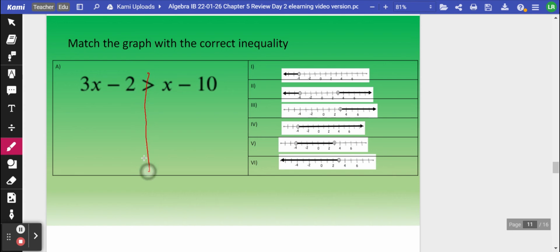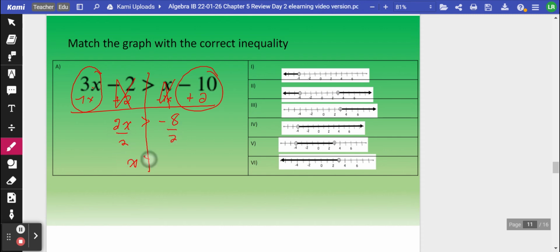Okay, x's are on both sides, so let's go minus 1x on both sides. That's 0, and I'm going to add these up in a second. Since I put my x's on the left, I have to move the negative 2, so I'm going to add 2. That is 0, and I will add those 2 up in a second. Make sure you include that negative on the 10. So this is going to be 2x is greater than negative 8. Divide both sides by 2, and x is greater than negative 4.